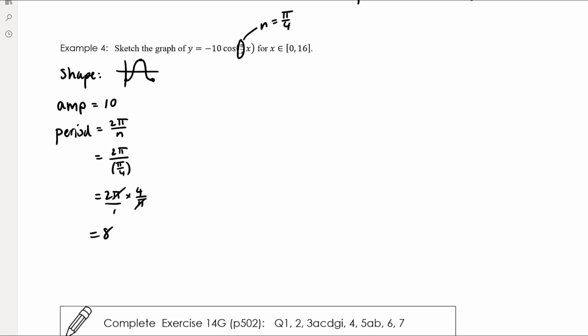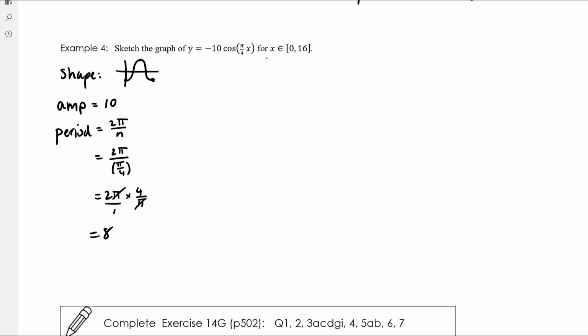We'll see this quite commonly in application problems, where our period might, for example, be 12 or 24, often to do with hours and time. And in that case, the n value will involve pi, so that when you divide 2 pi by something involving pi, the pi's cancel out and you get an x-axis scale that is in terms of whole integers, or at least fractions rather than numbers involving pi.